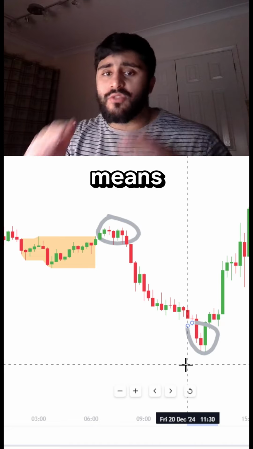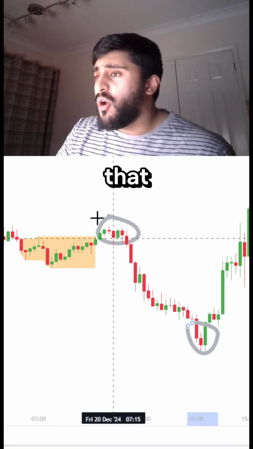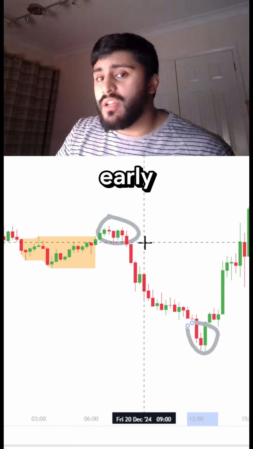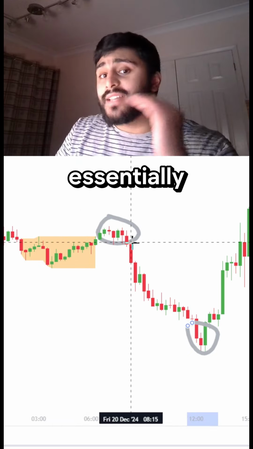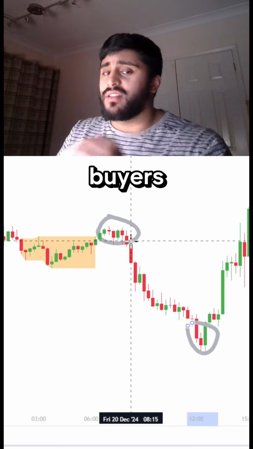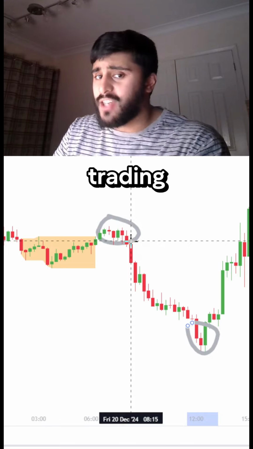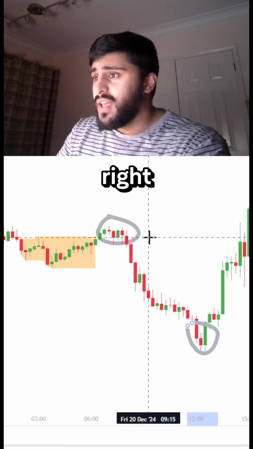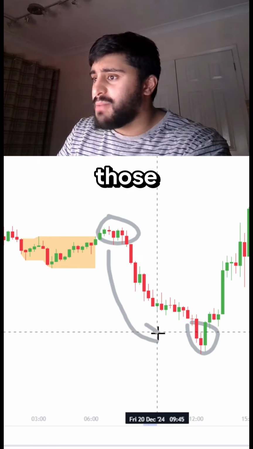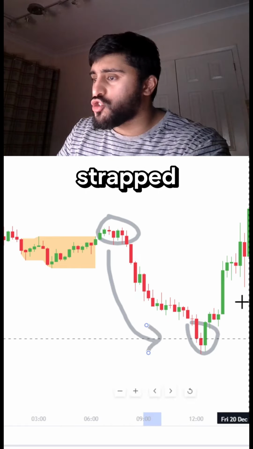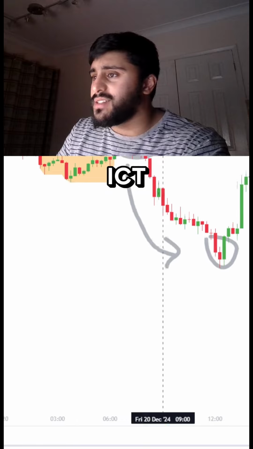And what this means from a manipulation perspective is that over here we see an enticement of early buyers, right? The market is essentially trapping impatient and early buyers in the London session because you shouldn't be trading NQ in the London session, right? Now, as price heads down, those impatient buyers are trapped out. And this is where we look for our ICT Judah swing.